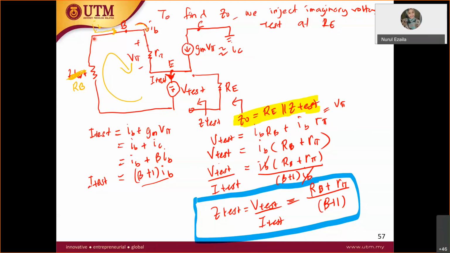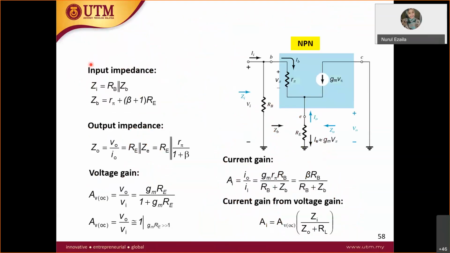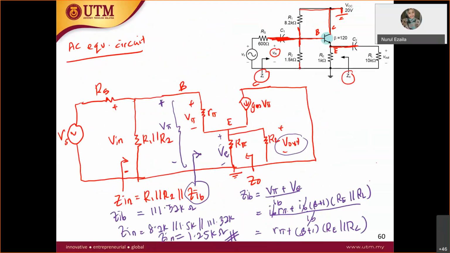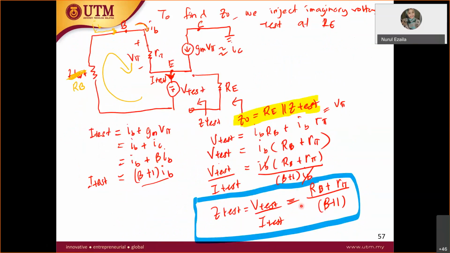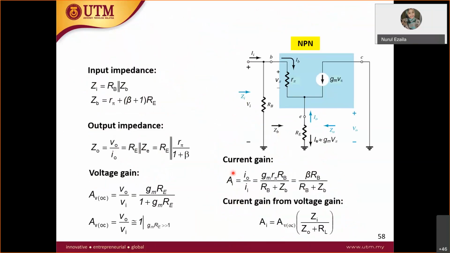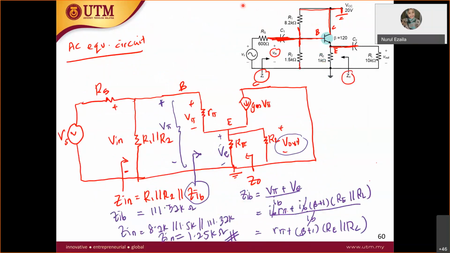But this RB is just this RB. In your case, your RB will be all these things: R1 parallel with R2. So therefore you will get your Z test. Z test here is equal to RB plus R pi over beta plus 1. So here is the derivation. I'm not going to do it again.